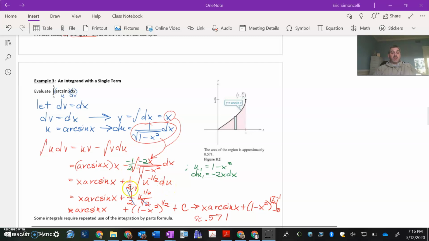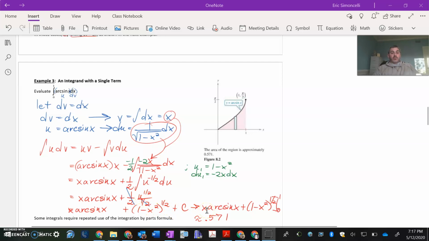The minus negative 1/2 of the next step becomes positive 1/2 outside the integral. And then it's just a matter of power rule again. So x arc sine x plus the integral of u to the negative 1/2 is u to the 1/2 over 1/2. The 1/2 divided by 1/2 nicely divide out. And then you're left with, and this looks like my equal sign kind of covered up my x, x arc sine of x plus, we've got this now replaced with 1 minus x squared. So we've got 1 minus x squared to the 1/2 plus c.